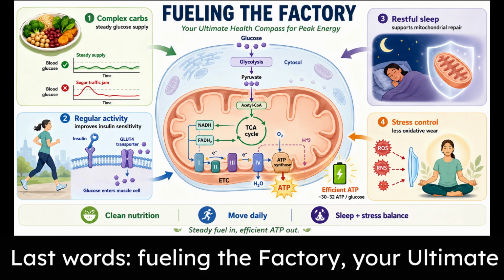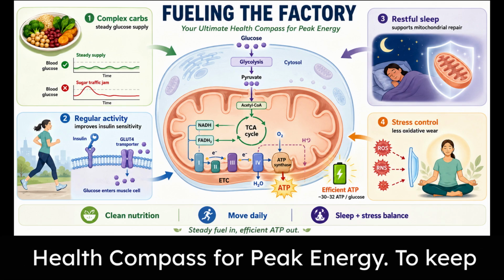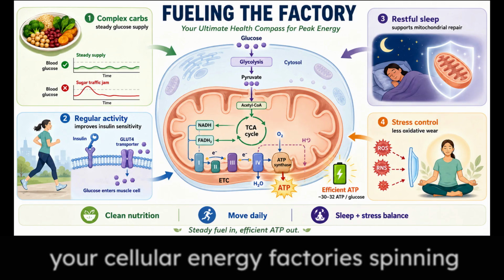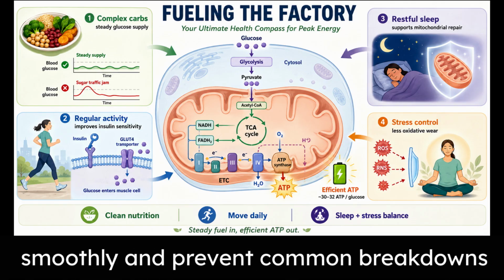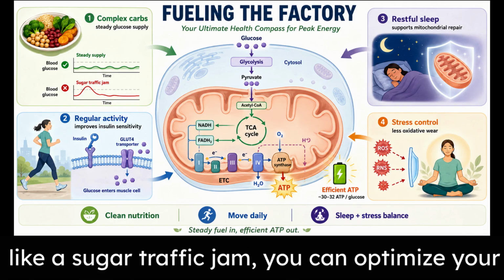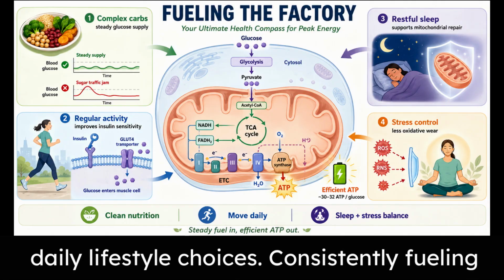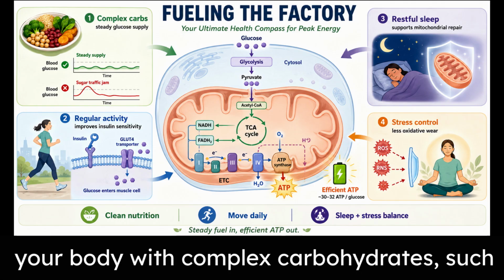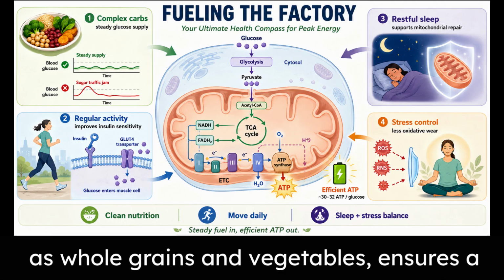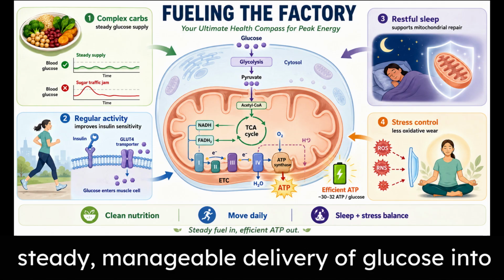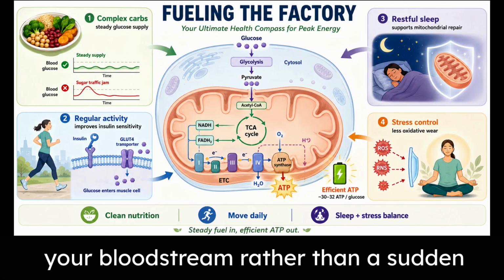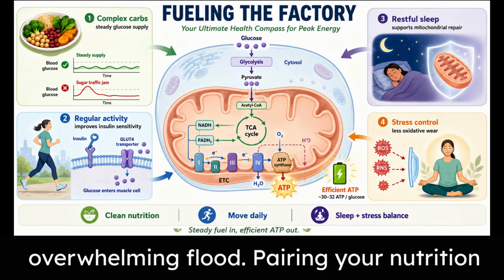Last words, fueling the factory, your ultimate health compass for peak energy. To keep your cellular energy factories spinning smoothly and prevent common breakdowns like a sugar traffic jam, you can optimize your daily lifestyle choices. Consistently fueling your body with complex carbohydrates, such as whole grains and vegetables, ensures a steady, manageable delivery of glucose into your bloodstream rather than a sudden, overwhelming flood.